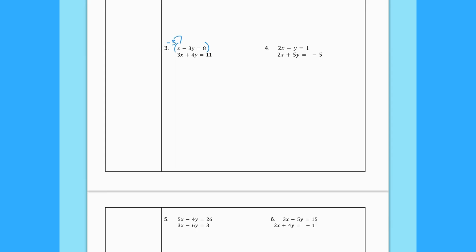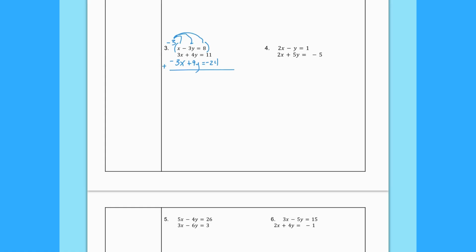So negative 3 times x, there's my negative 3x I needed. We have to keep multiplying everything. Negative 3 times a negative 3y is positive 9y. And negative 3 times 8 is negative 24. And now that I have those being opposite, positive 3, negative 3, we can do what we did before. We're just going to add these together.